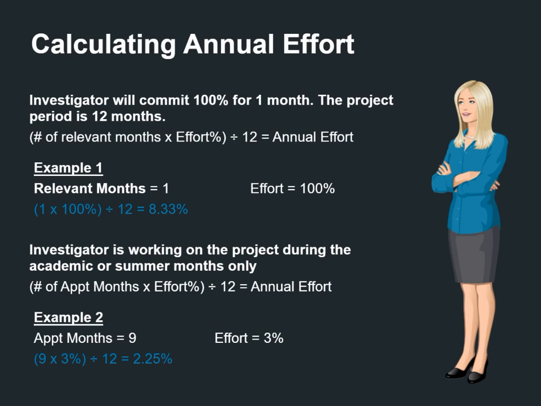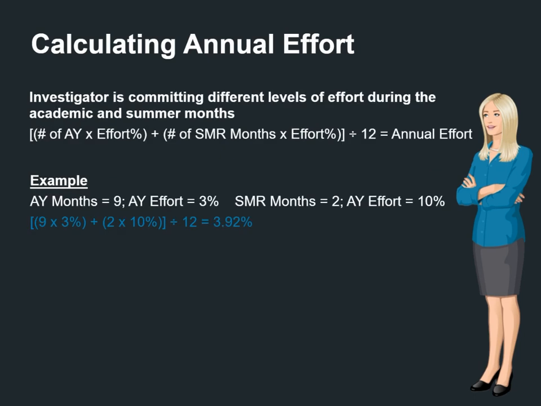2.25% annual effort. It is also possible that an investigator or other personnel member will commit varying levels of effort during the year. The easiest way to look at this is someone committing a certain level of effort during their academic months and then a different level of effort during their summer months.